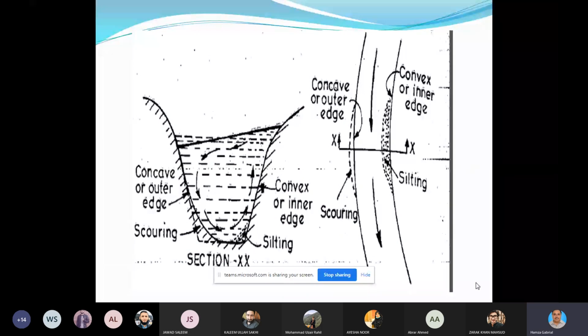This is another picture showing the same process: scouring on the concave or outer edge, and silting or deposition on the convex or inner side.